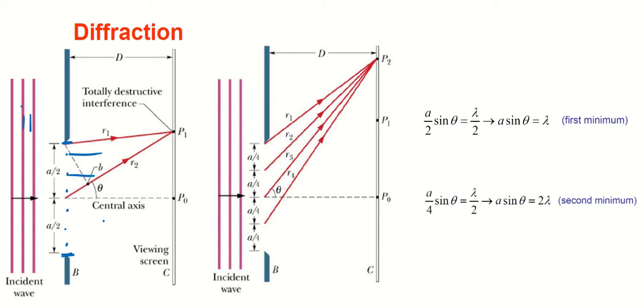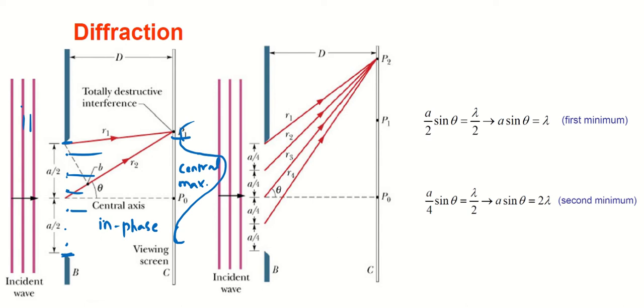The light coming from here hits this screen and they interfere constructively because all these are in phase, and then give a central maximum. Now we are going to consider the minimum on both sides. This is the first order minimum. We are going to get the condition for the first order minimum.